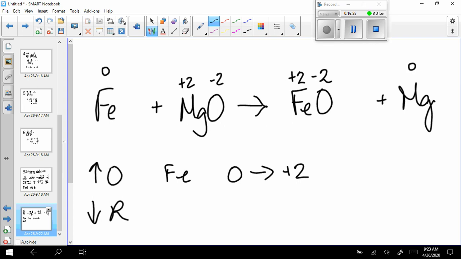And reduced, who is reduced? So I look and I see Mg. Mg gets reduced. It goes from a +2 to a 0. All right, let's try another reaction.